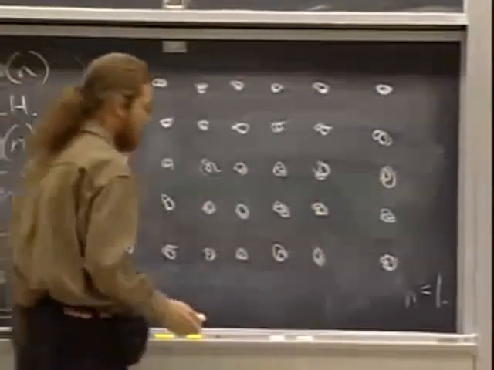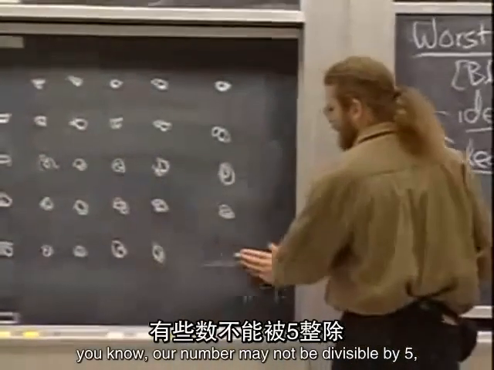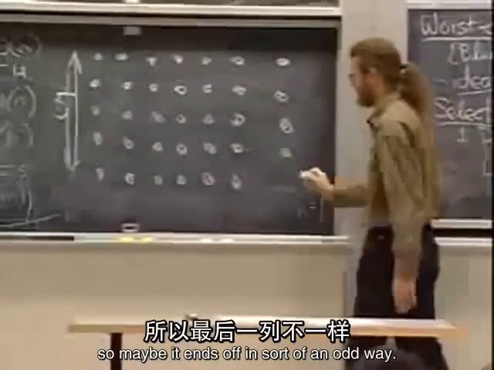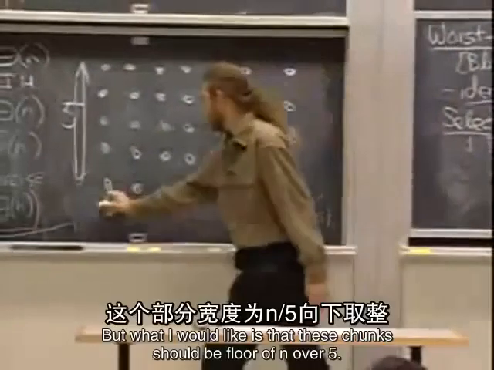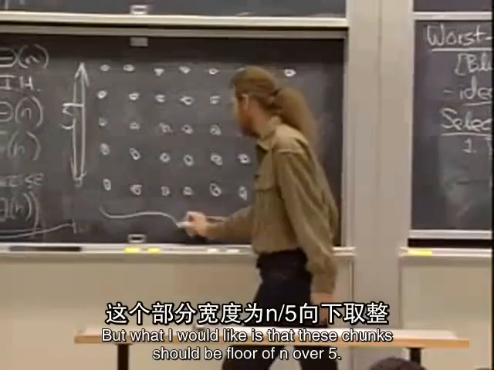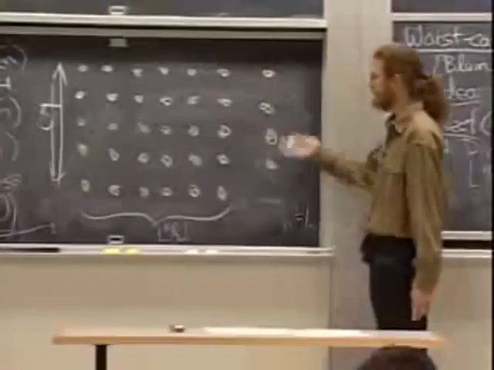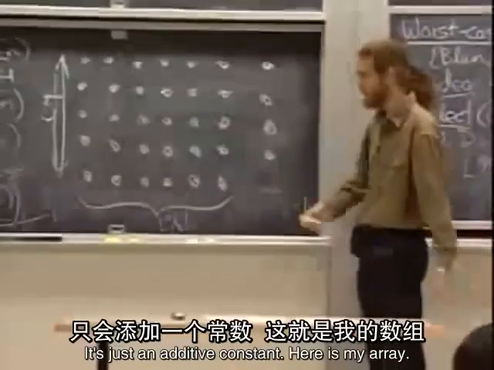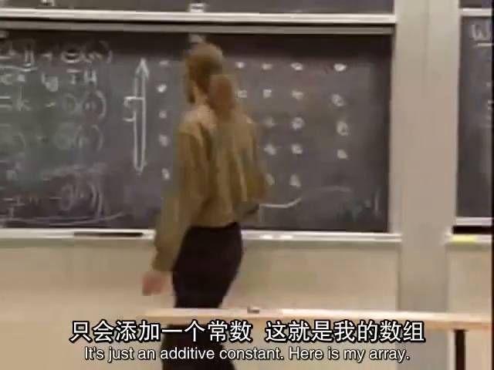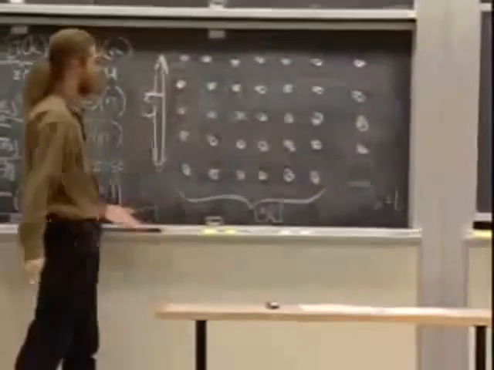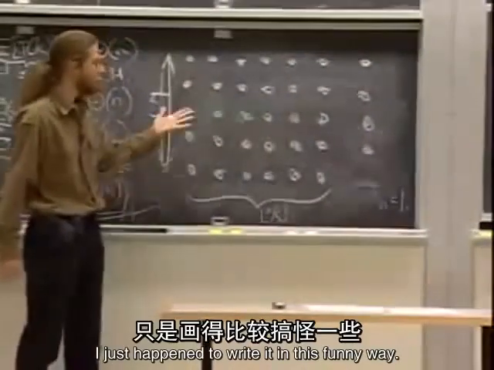And our number may not be divisible by 5, so maybe it ends off in sort of an odd way. But what I'd like is that these chunks should be floor of n over 5. And then we'll have at most 4 elements left over. So I'm going to ignore those. They don't really matter. It's just an additive constant. So here's my array. I just happen to write it in this funny way.